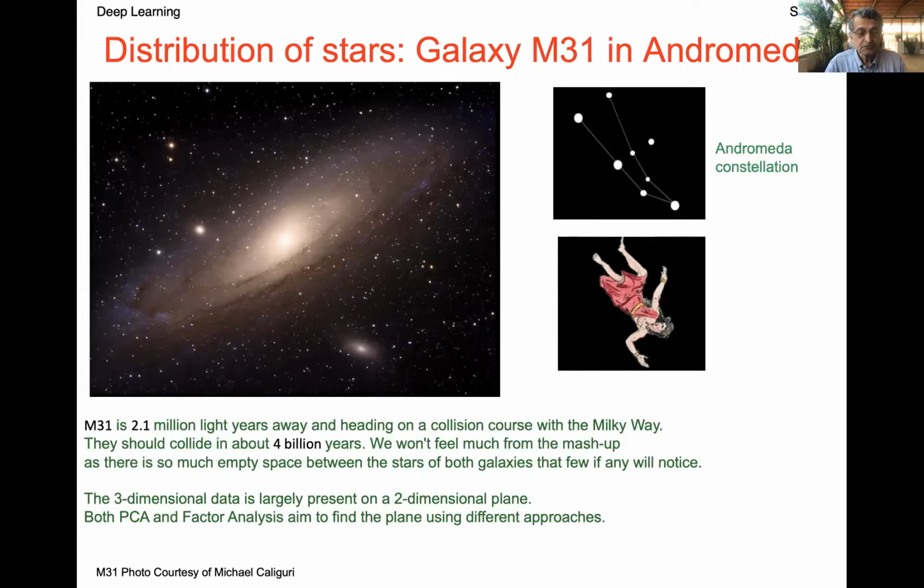And that's the one that is 2.1 million light years away. And that's the one that's heading on a collision course with the Milky Way. That's the one that's coming towards us. It's the closest galaxy to the Milky Way of all the galaxies in the universe. And in about 4 billion years, well, after we are going to be worried about the COVID and all that, right? 4 billion years from now. We won't feel much from the mashup. There is so much empty space between the stars of both galaxies that few, if any, will notice. So they're just going to go through each other.